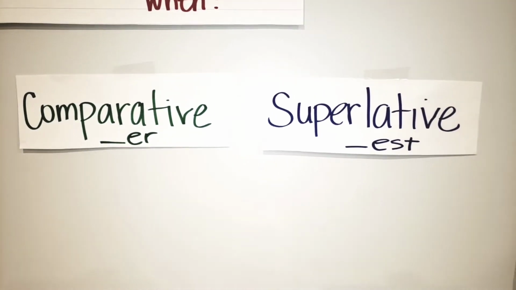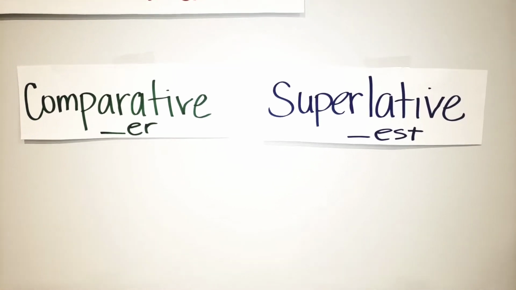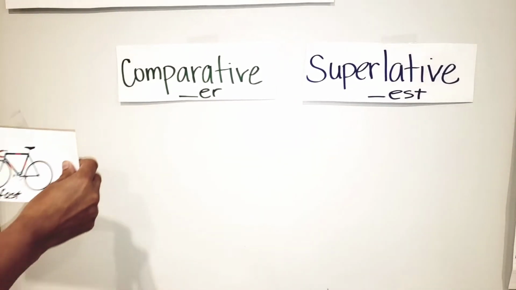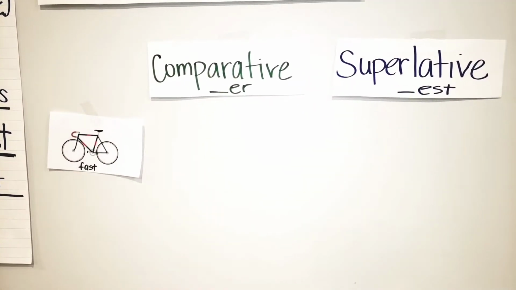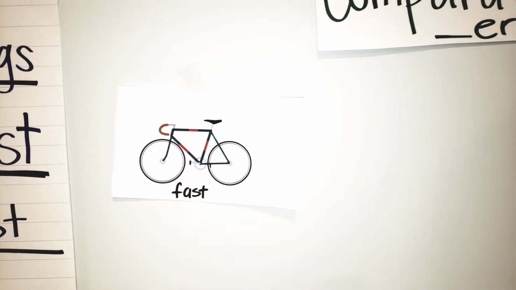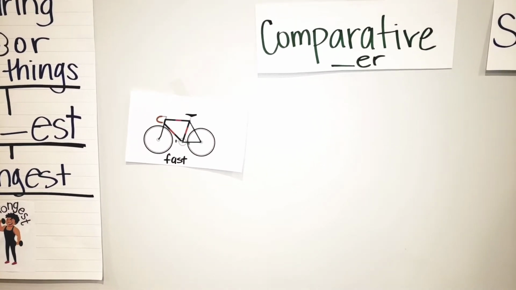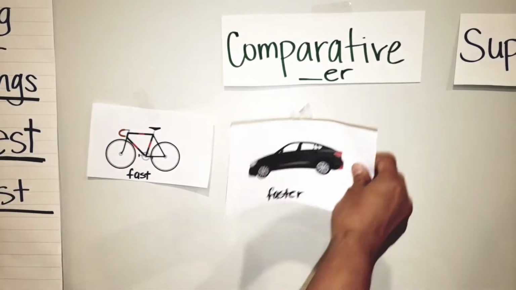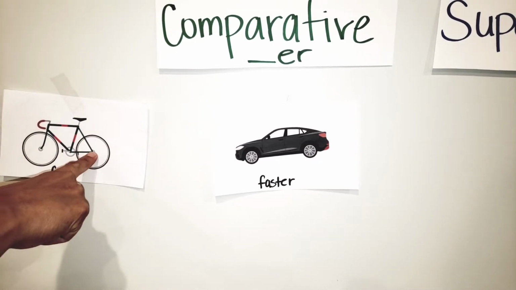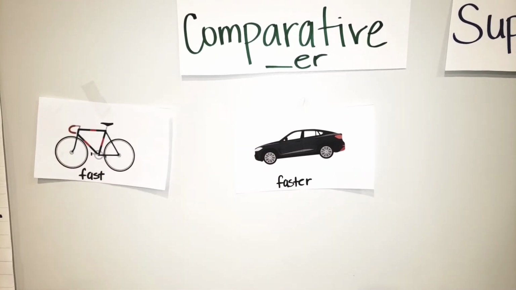Okay, boys and girls, now we're going to have a little exercise. Usually if we were in class, I would have you come up and manipulate the cards. We can't do that, so I'm going to try to do this all by myself. For example, if the word is fast, when I'm comparing two things, I can say the bike is fast. But now I'm comparing the bike with the car. So I'm going to say the bike is fast, but the car is faster. I'm comparing two things.